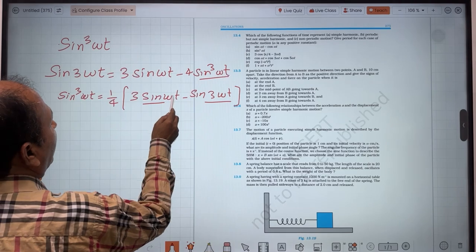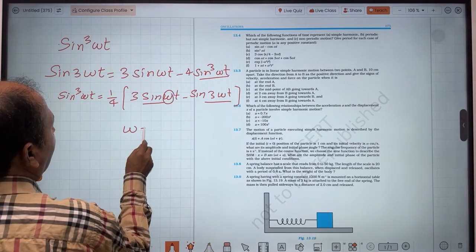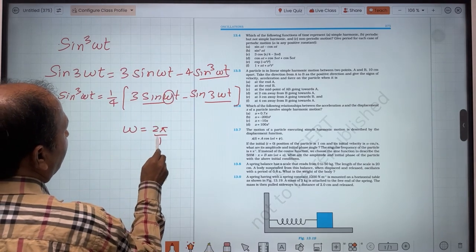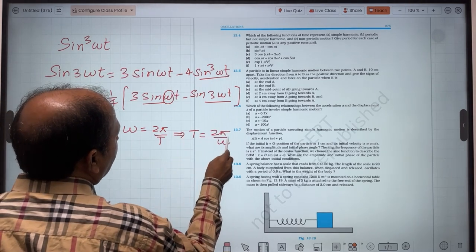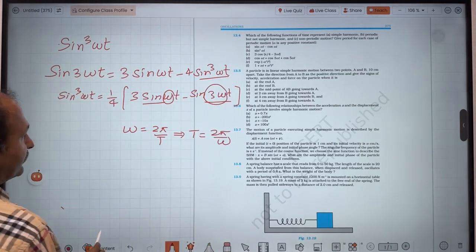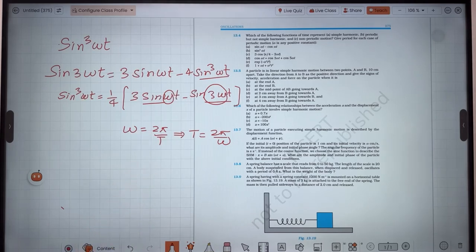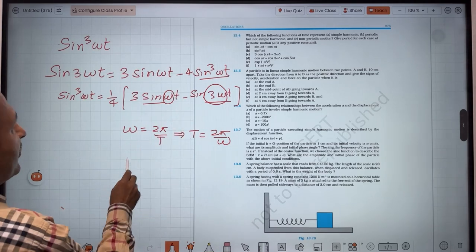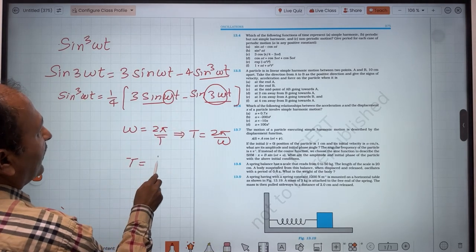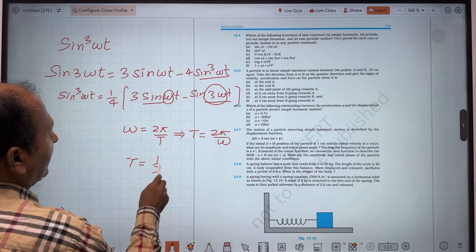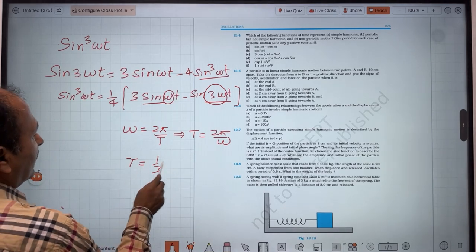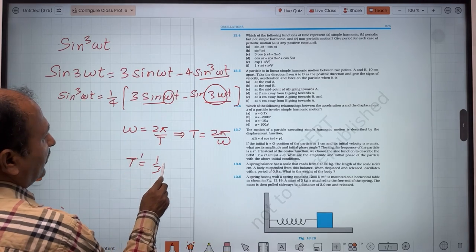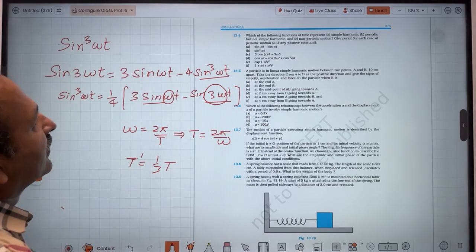Here, if we want to find out the period, omega equal to 2 pi by T, from where we get T equal to 2 pi by omega. Similarly here, in this case the time period will be just 1 by 3 of the original time period, whatever this 2 pi by omega is, right? So we can write it T dash equal to 1 by 3 T.